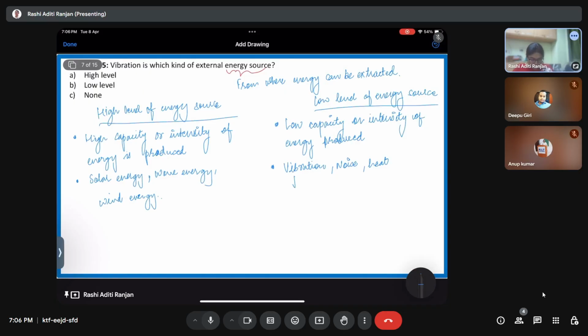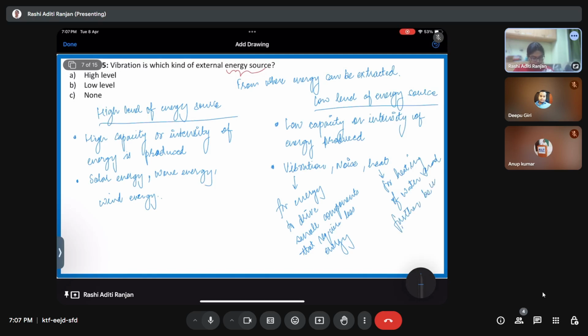We just write: could be used for energy to drive small components that require less energy. Heat could be used for heating of water and further be used as hot water. So these are the probable uses.